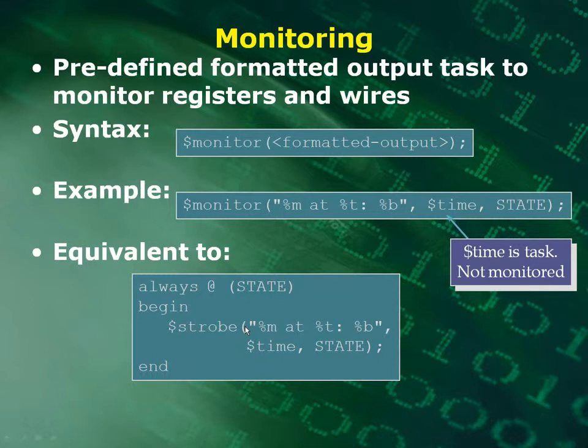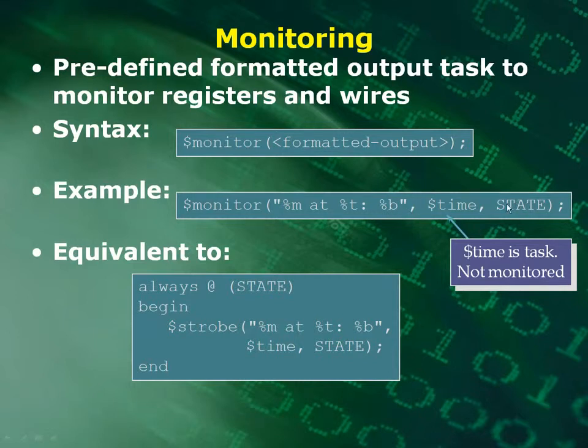The predefined formatted output task to monitor registers and wires is called the $monitor task, and this is the syntax for it. Basically you have a formatted output. Here we're using it in this example. Again, we're using the %m. It'll print out the module. Notice there's no argument for that. %t will use this argument, $time, and the %b will then print this state.